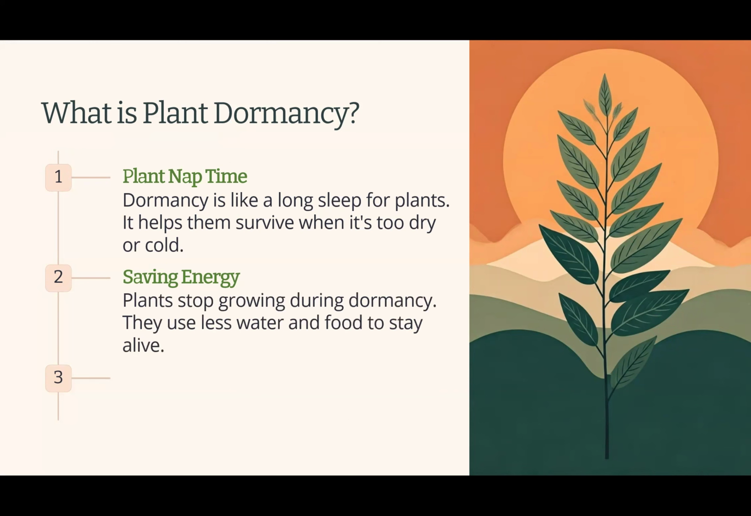How do they save energy? By stopping growing. When they stop growing, they don't need the energy as much as when they are not at rest. So they stop growing during dormancy. So they use less water and food to stay alive. So they need less energy. Underground survival. How could this plant survive when they are in a dormancy state? So roots keep plants alive underground, as we said, because the roots store food and water.